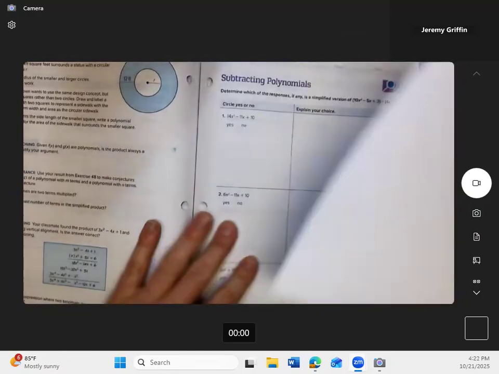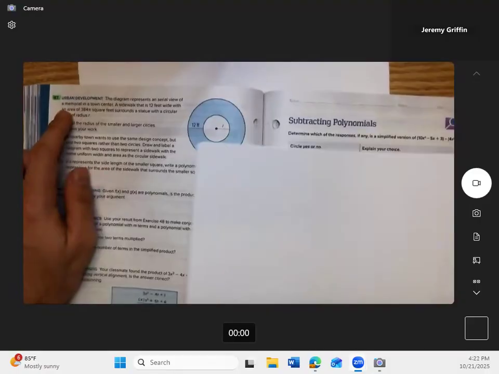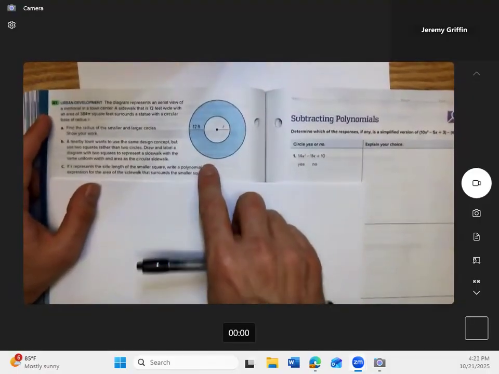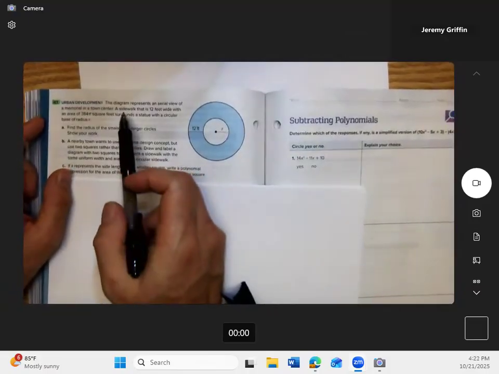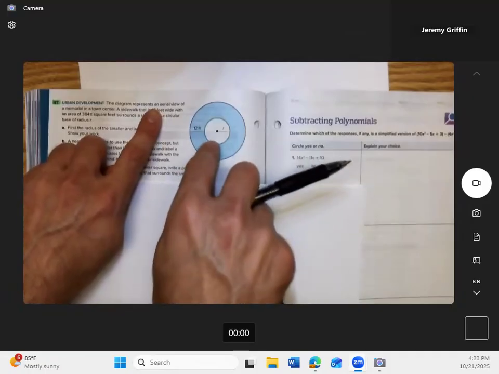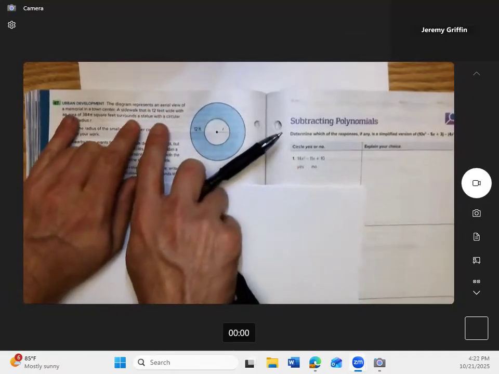Okay, I got one more I'll give with you guys. So one more that I highlighted. 47, urban development. Ooh, so good challenge question here at the end. Questions get a little more challenging as we go on. Diagram represents aerial view, which means we're up in a helicopter looking straight down. Memorial and a town center.